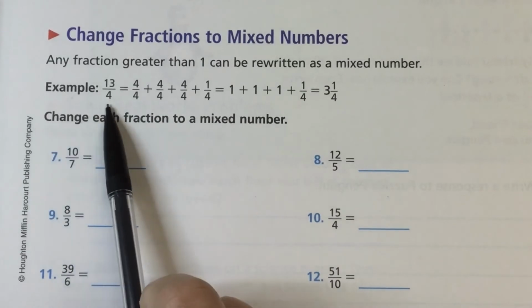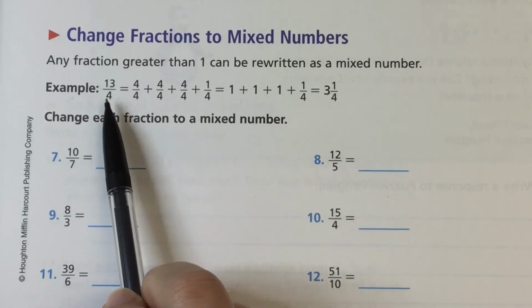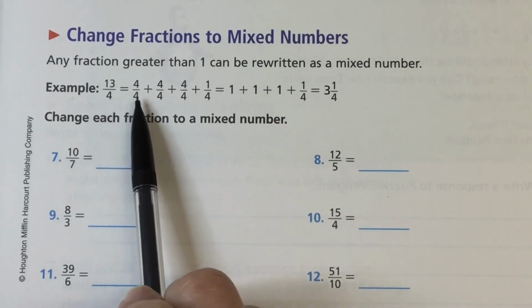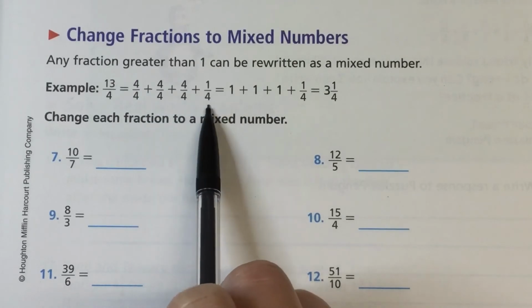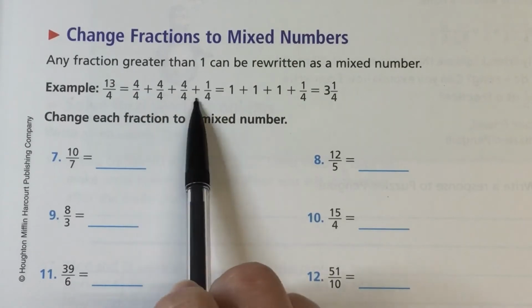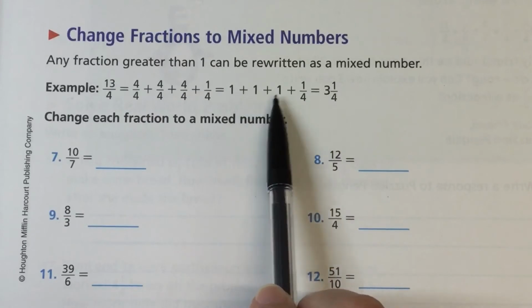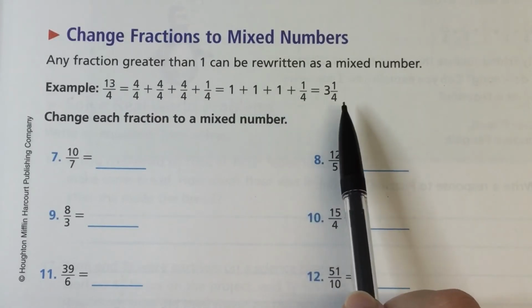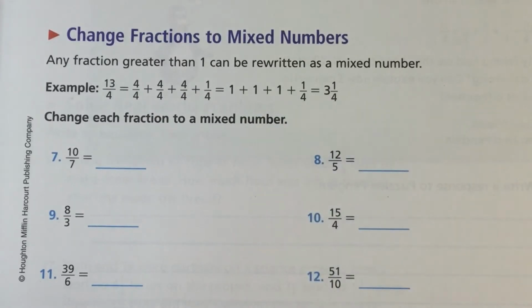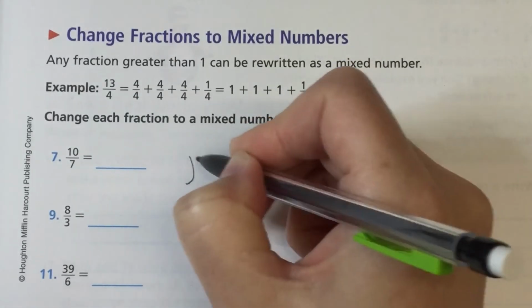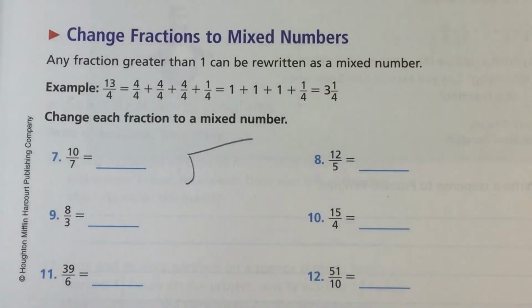And they've shown a nice way of doing that where they've broken down 13/4 to 4/4 plus 4/4 plus 4/4 plus 1/4, because these are ones, right? And then that goes to 1 plus 1 plus 1 plus 1/4, which goes to 3 wholes and 1/4. Yeah, that's a really, really great visual way of looking at it. Remember that in 5th grade, we're going to be using a lot of the quick shortcuts.